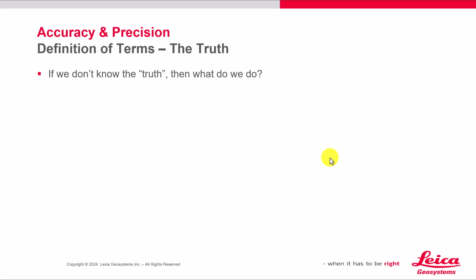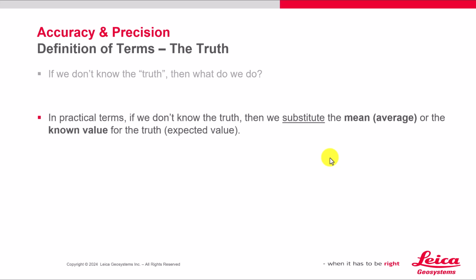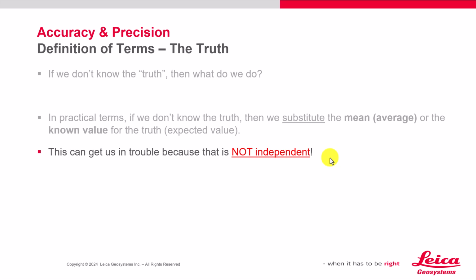If we don't know the truth, then what do we do? Well, in practical terms, we substitute the mean average or the known value for the truth, otherwise the expected value. It's a very key point right here because most of the time, this is what we're dealing with. We are substituting the mean. The problem is it's not independent.